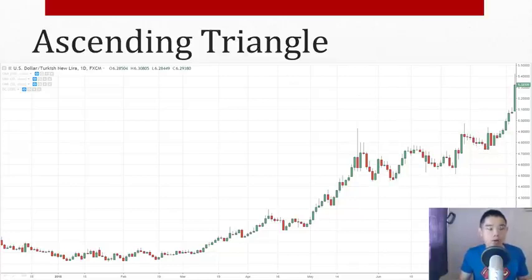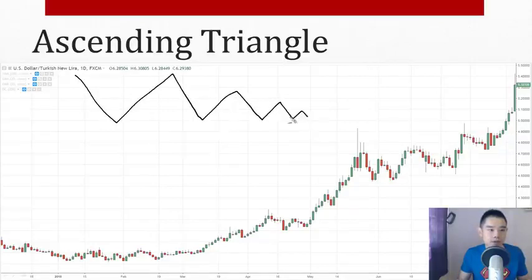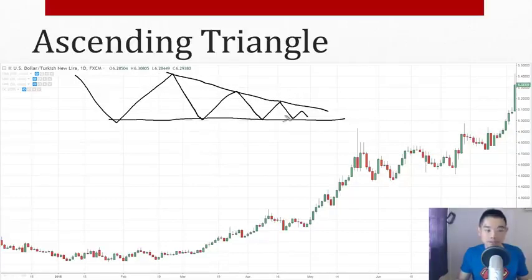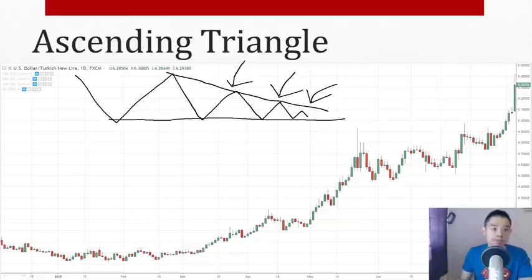The opposite is what we call a descending triangle. It looks something like this. A descending triangle. Then again, you connect the lows, and you can possibly connect the highs as well. So this is what we call a descending triangle. This is a sign of weakness, as it tells you the sellers are able to sell at lower and lower prices. That's why you have lower highs on your chart.